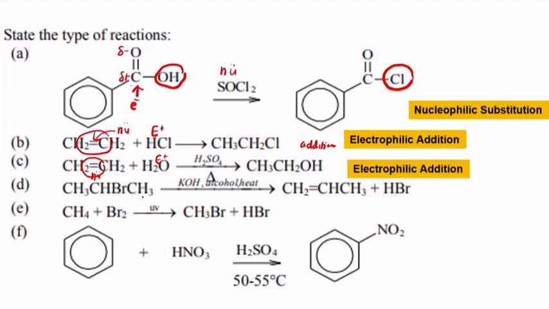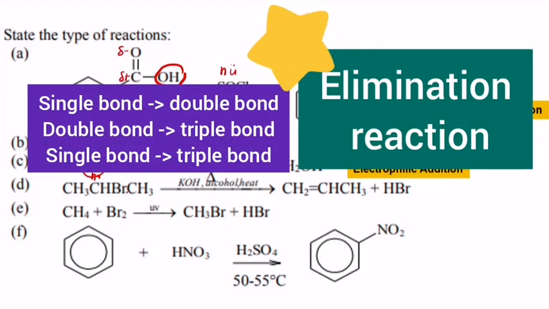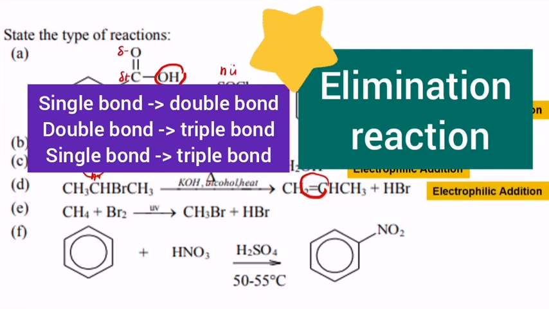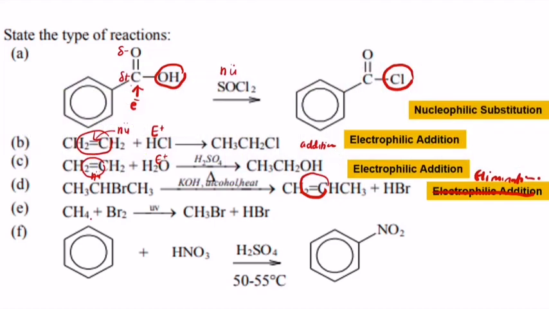For this reaction, we can see that the CC single bond here has become a double bond. So when it goes from single bond to double bond, it is an elimination reaction. It is not electrophilic, it is an elimination reaction.